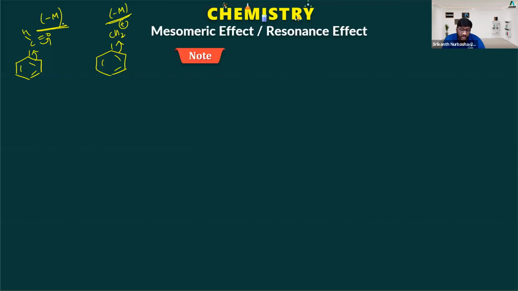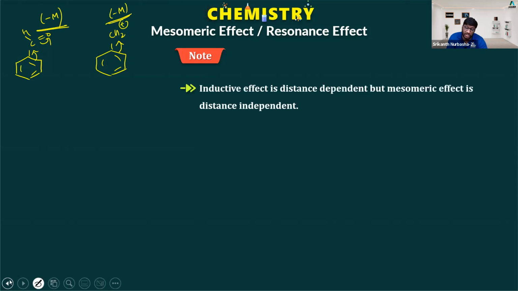So minus M groups are electron withdrawing groups, and the electron withdrawing is happening by resonance, that is by minus M. And a lone pair of electrons present on the atom or negative charge, they will be electron donating groups, and they are plus M groups, that is electron donation is happening by resonance. Inductive effect is distance dependent, but mesomeric effect is distance independent. Distance is not going to be a factor in mesomeric effect. It is a permanent effect.